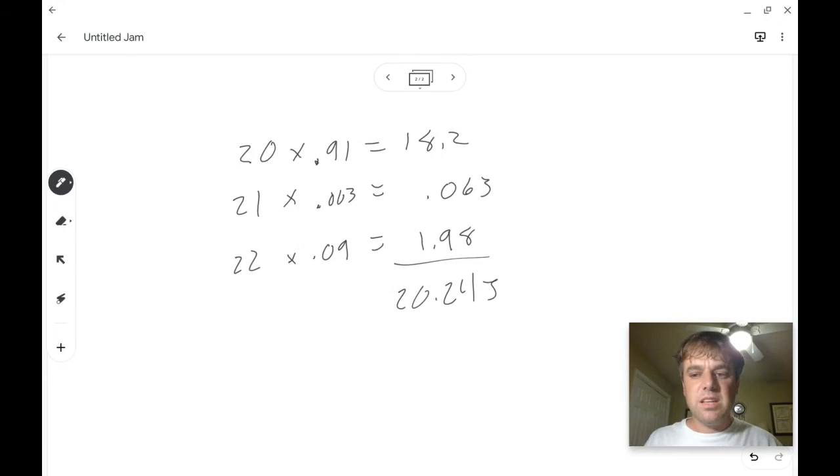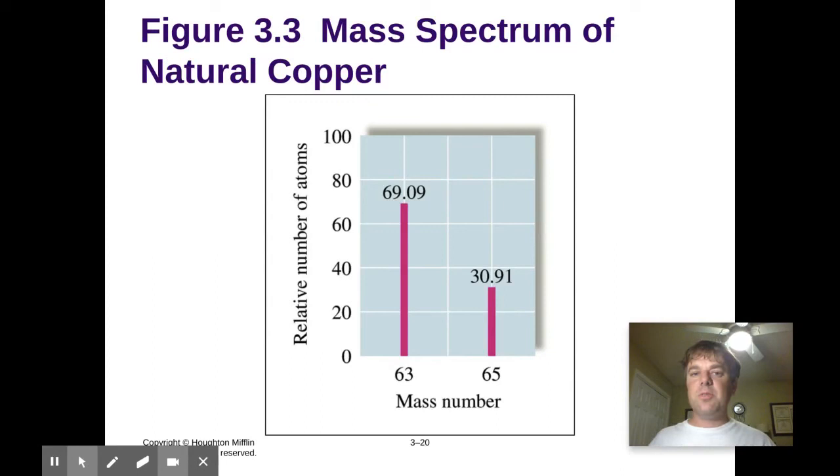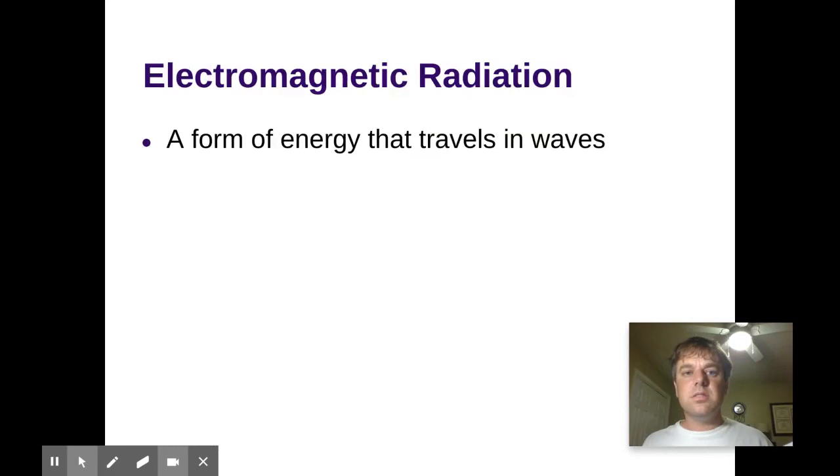So here's another sample. This shows the mass spectrum of copper. 69% of it has a mass of 63, and 30% of it has a mass of 65. So you would expect the average atomic mass to be between 63 and 65, but closer to 63. So it's probably going to be like 63 point something. When you check the periodic table, it's 63.55. So that's how you read a mass spec.